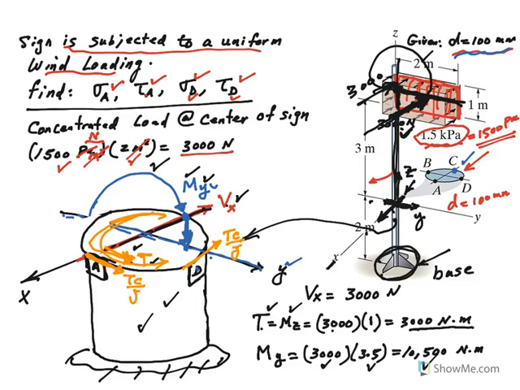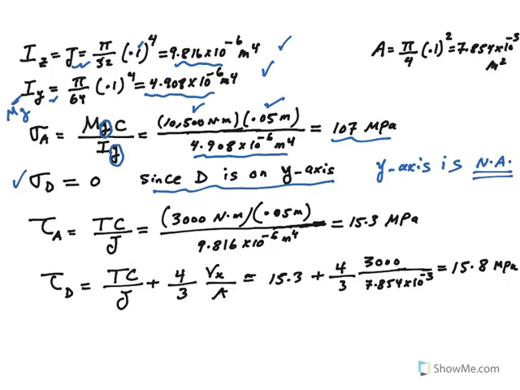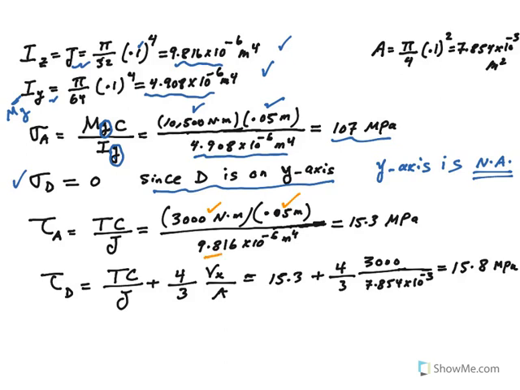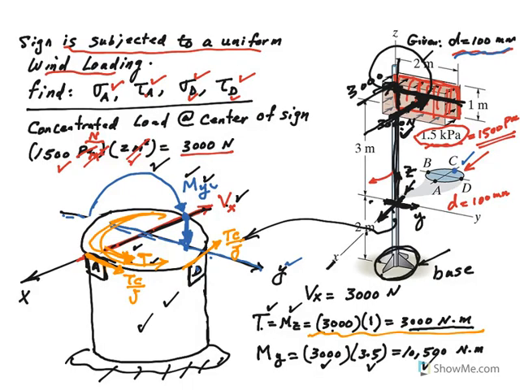Let's go ahead and calculate the TC over J for point A. So TC over J, remember the torque was 3,000, right? Times again C over J. By the way, you could also use 16 torque over pi d cubed if you want, because this is a solid shaft. Anyways, that's the shear stress for both point A and D, but there is a big difference between point A and D.